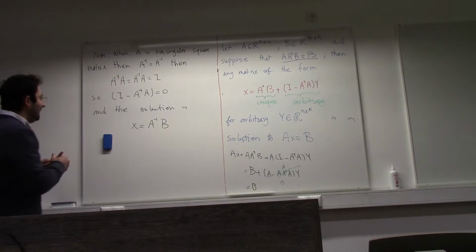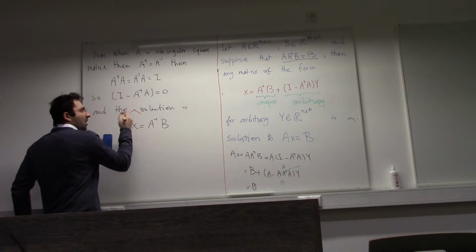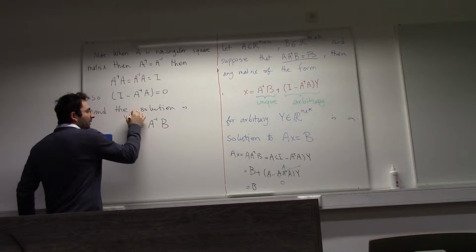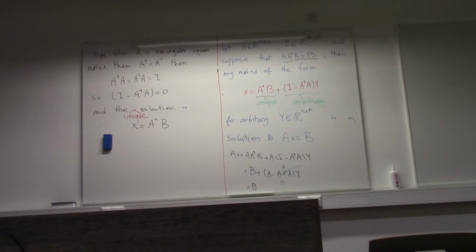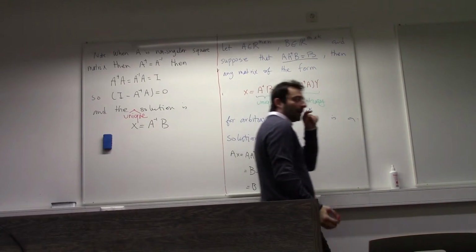I can easily write the unique solution is this. Why? Because the unique part is left, the arbitrary part is gone.